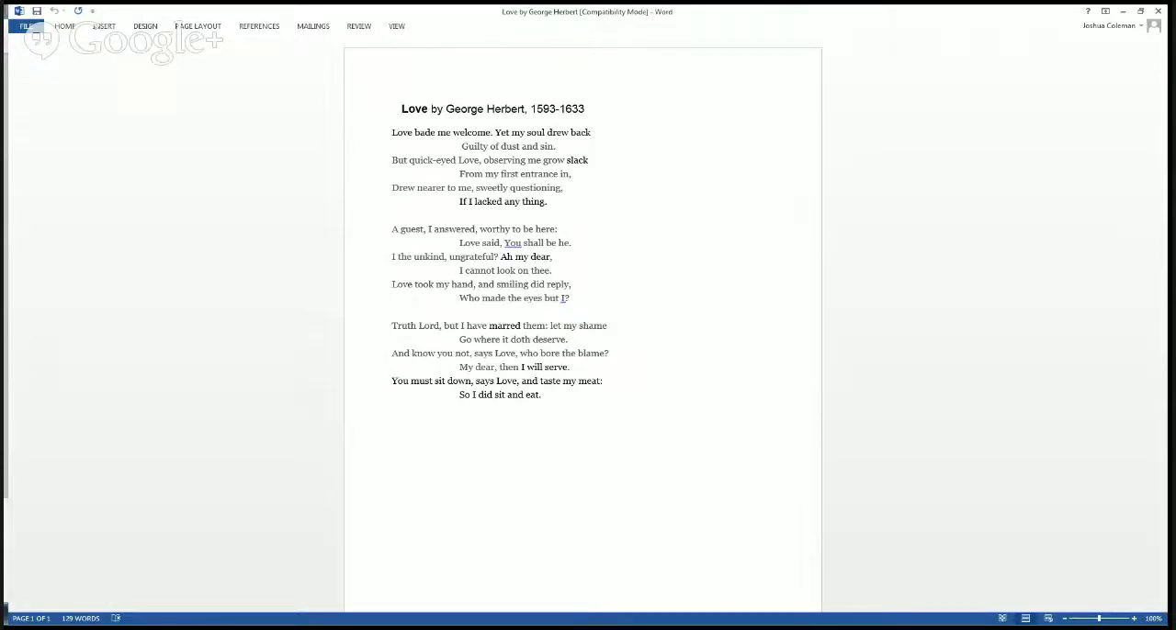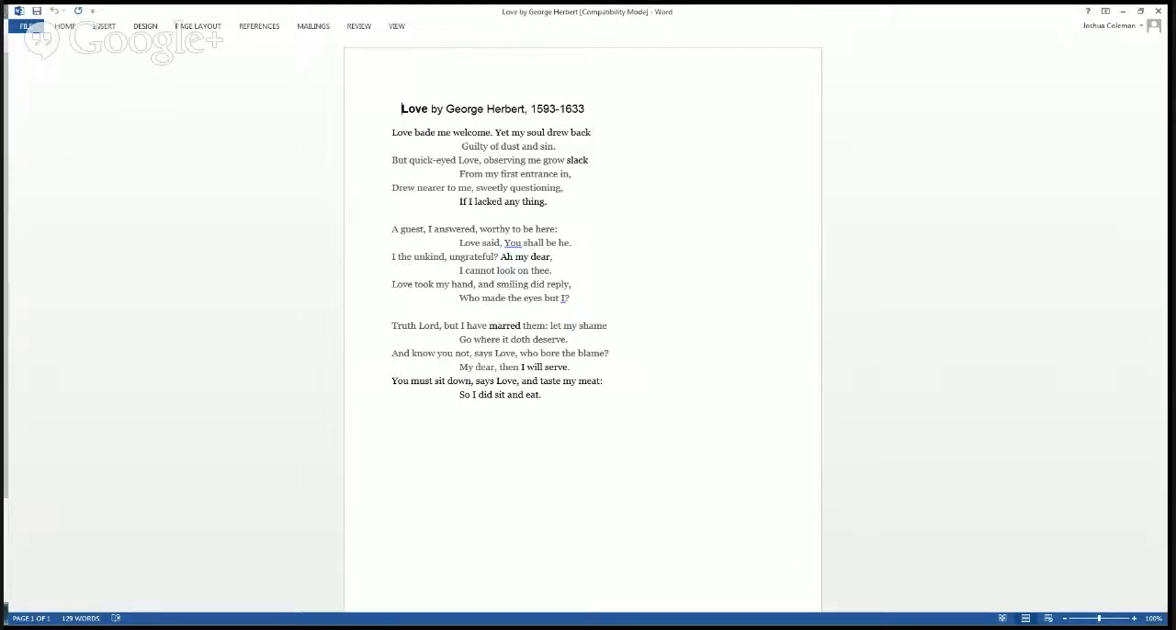Love by George Herbert. Love bade me welcome, yet my soul drew back, guilty of dust and sin. But quick-eyed love, observing me grow slack from my first entrance in, drew nearer to me, sweetly questioning if I lacked anything. A guest, I answered, worthy to be here. Love said, you shall be he. I, the unkind, ungrateful, oh, my dear, I cannot look on thee. Love took my hand and, smiling, did reply, who made the eyes but I? Truth, Lord, but I have marred them. Let my shame go where it doth deserve. And know you not, says love, who bore the blame? My dear, then I will serve. You must sit down, says love, and taste my meat. So I did sit and eat.